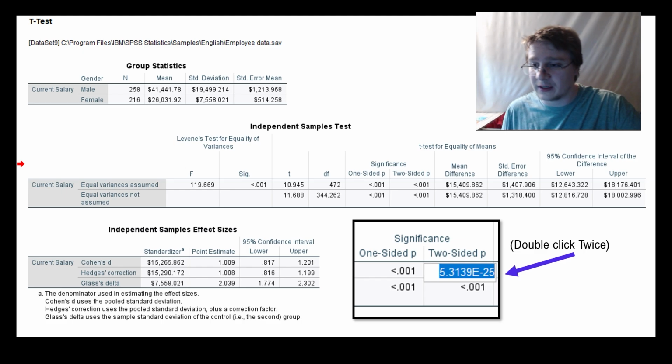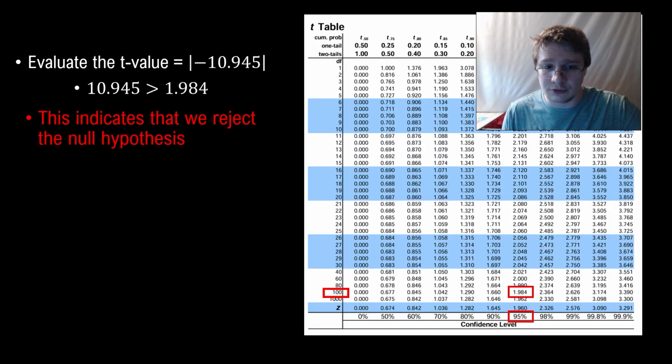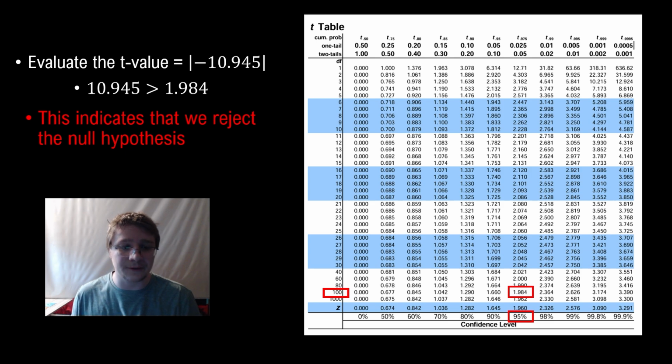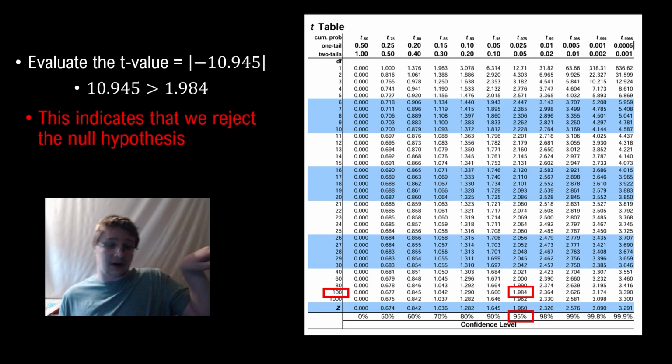And then our lower and upper, which we're going to talk about more in a minute. So let's get to the t value. The t value here is negative 10.9, which is gigantic. So we absolute value it, and we get 10.945. And then we look at our table over there.